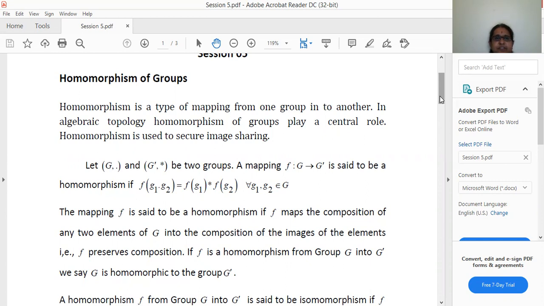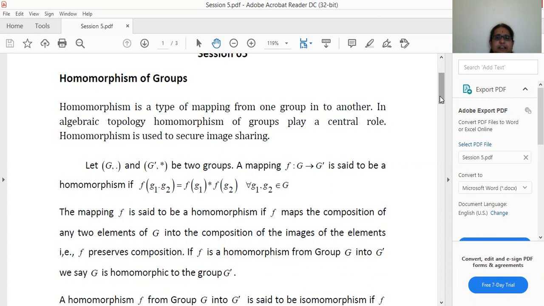Suppose f is from G to G'. Previously we said that G is a group having the binary operation dot, and G' is a group having the binary operation star. So f satisfies f(g1 · g2) = f(g1) * f(g2). We say G is homomorphic to the group G'. So this is the general definition of homomorphism of groups.